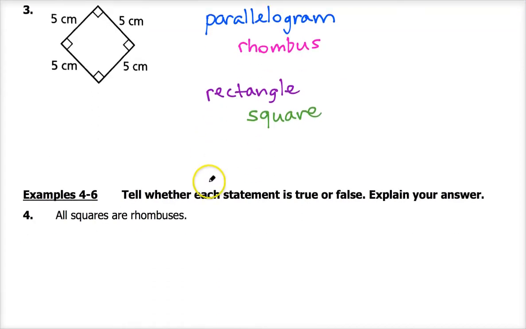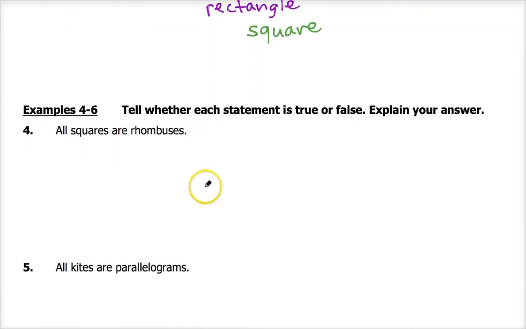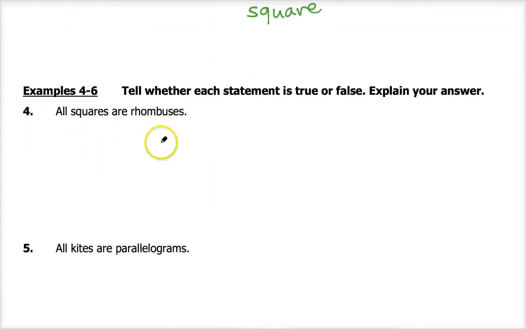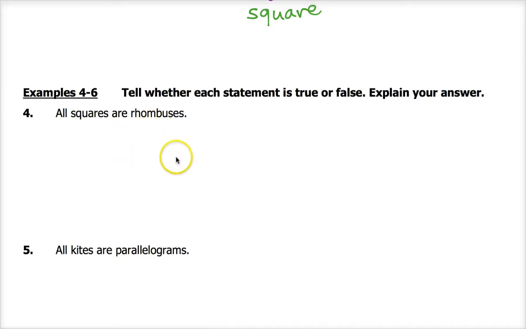Okay, in examples 4 through 6, this time we're going to need to put on our thinking hats and tell whether each statement is true or false. And after we state that, we'll explain our answer. So number 4 states that all squares are rhombuses. Well, let's think about what it takes to be a rhombus.